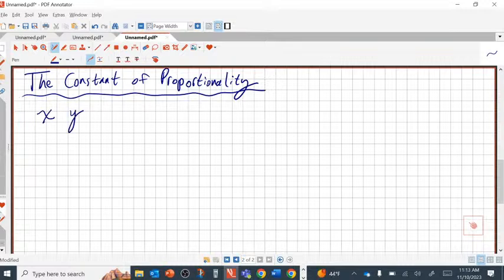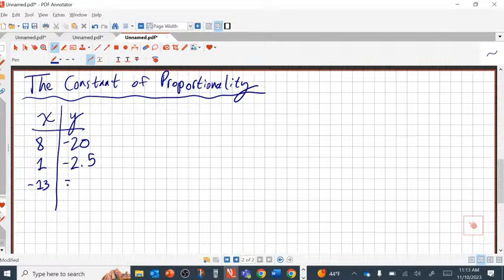Okay, so if you have X and Y, let's do teacher number, student number real quick. Callie, can I have a number from you, please? 8. 8 and negative 20. Let's see if I can get a little one out from Alex. 1. Negative 2.5. And then one more from Thalia. Give me a number. Negative 13. Negative 13, 32.5. So I'll tell you right now, this is proportional.